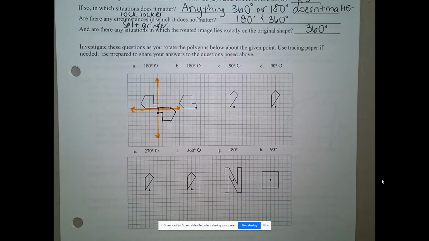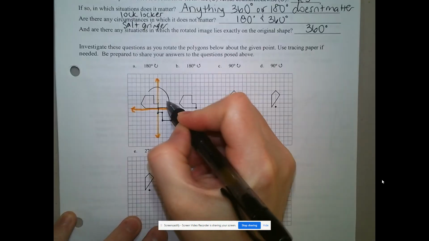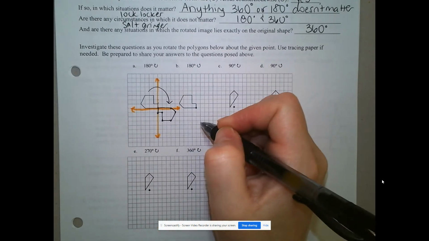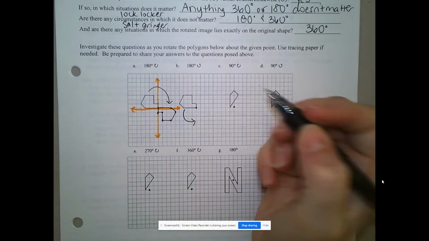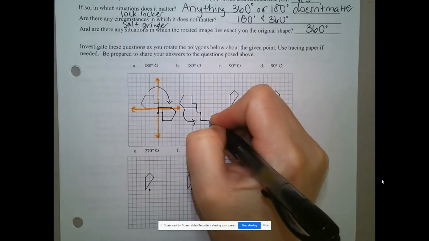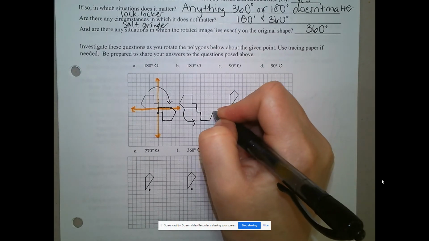Now, that one said 180 degrees, and you'll notice that they wanted us to go clockwise, so this one came to here. What's going to happen if you do 180 counterclockwise? You're going to end up in the same place. It's just you're going to turn that way, and you're going to get the exact same shape in the same location, even if you went clockwise versus counterclockwise.